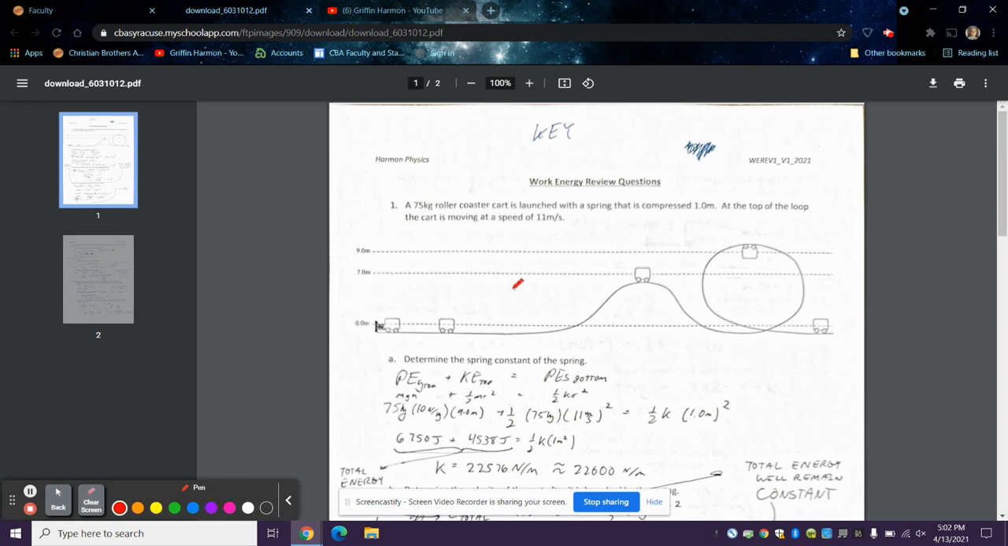So the main things you're going to have to do for this test are energy bar diagrams, which we did a ton of those examples, conservation of energy, which is what this is, work, and then possibly a little bit of power as well.